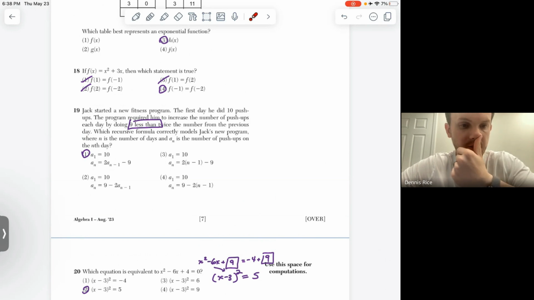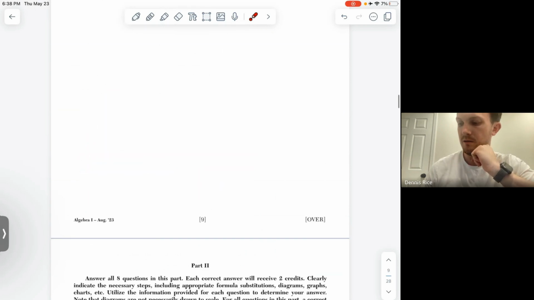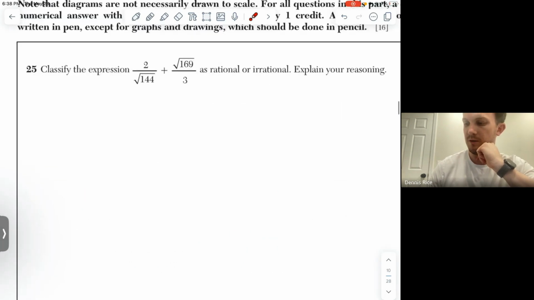Something like choices 3 or 4. 3 or 4 are getting into explicit. It looks like they're combining some sort of weird explicit. But yeah, it doesn't work. The fact that it says recursive, you need a sub n minus 1. All right. You know what? I'll do this. We'll put this up for a moment.